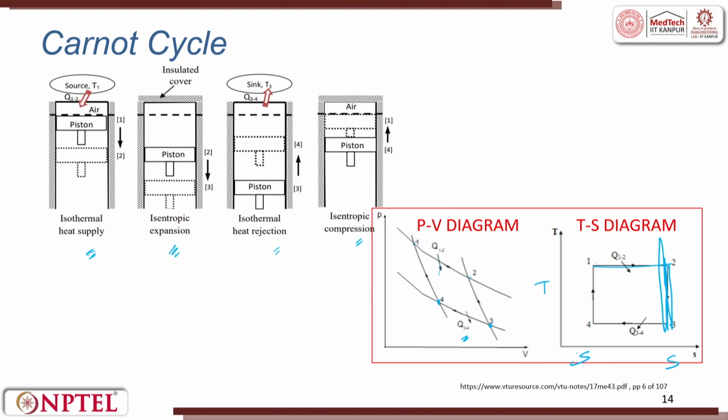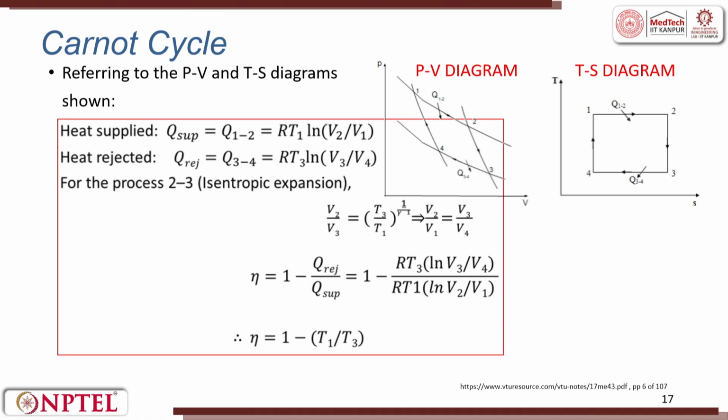So, this is what it is: 1 to 2, 2 to 3, 3 to 4, 4 to 1. Heat addition, heat rejection. This is compression, and this is expansion. Now, let us refer to the PV diagram and TS diagram. So, this is the PV diagram. In the PV diagram and TS diagram we can see the heat supply is Q supply.